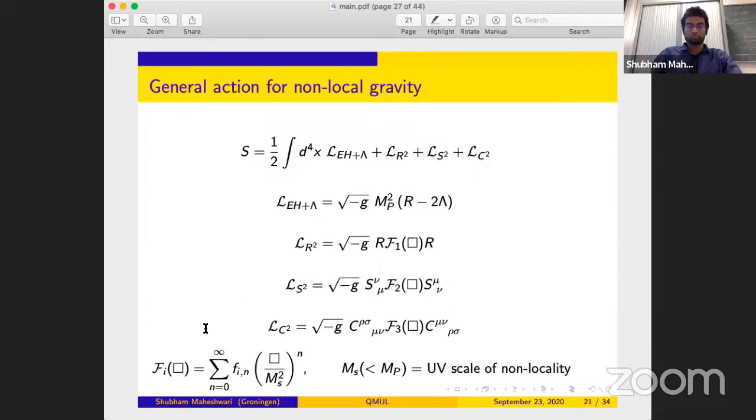And just like before, these unknown functions have an infinite series of derivatives all the way from 0 to infinity. And for dimensional reasons, I need to have a new mass scale, M_s, which I will assume is less than the Planck mass. And this is the scale at which these higher derivative terms become more and more important.